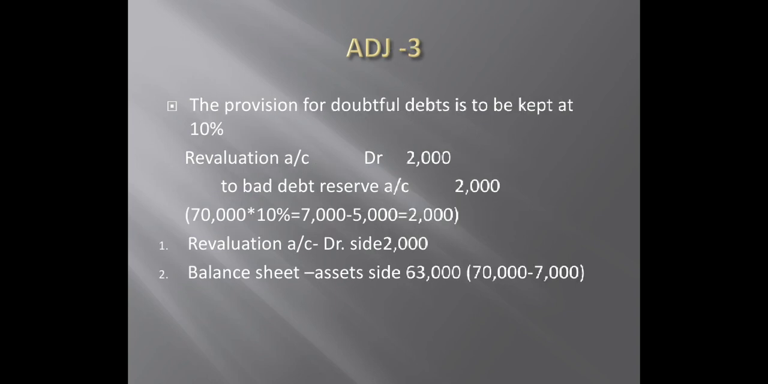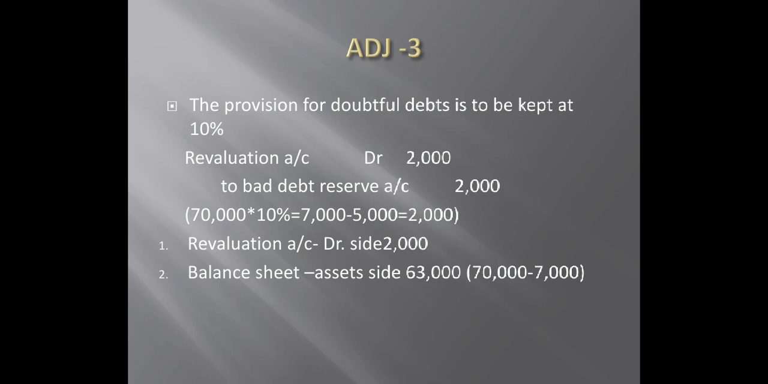Moving towards third adjustment, the provision for doubtful debts is to be kept at 10%. The journal entry for provision for doubtful debts is revaluation account debit 2000 to bad debt reserve account. आपको ये जर्नल एंट्री तभी आएगी जब आपने पूरा revaluation का कंसेप्ट स्टडी किया है. The specimen entries of revaluation account, if you have gone through thoroughly, then you know well this is the journal entry for provision for doubtful debts.